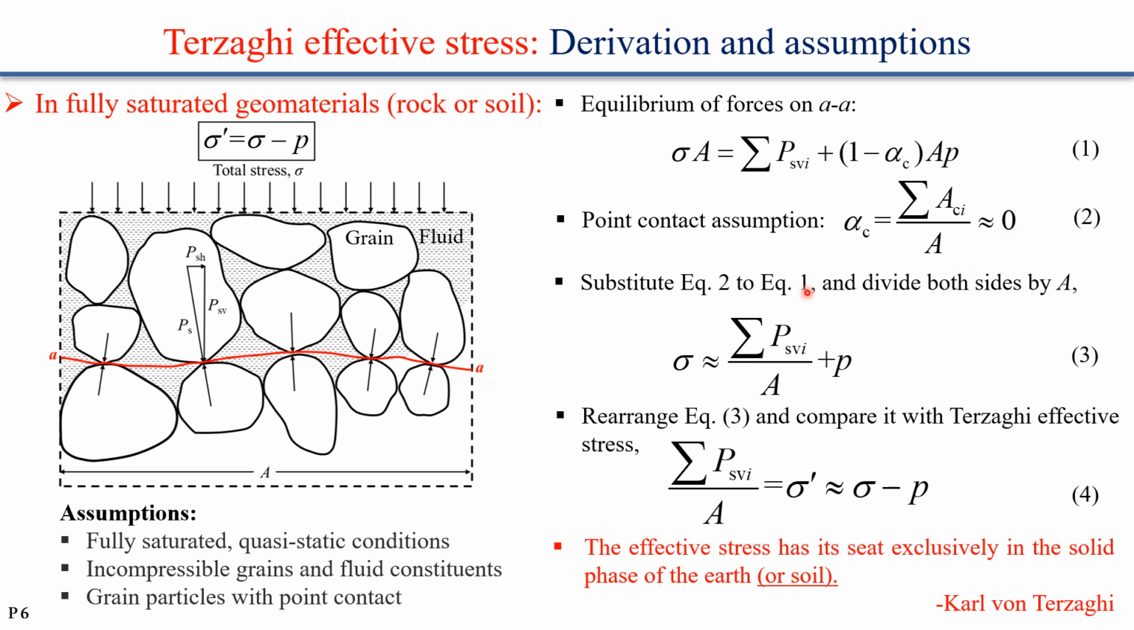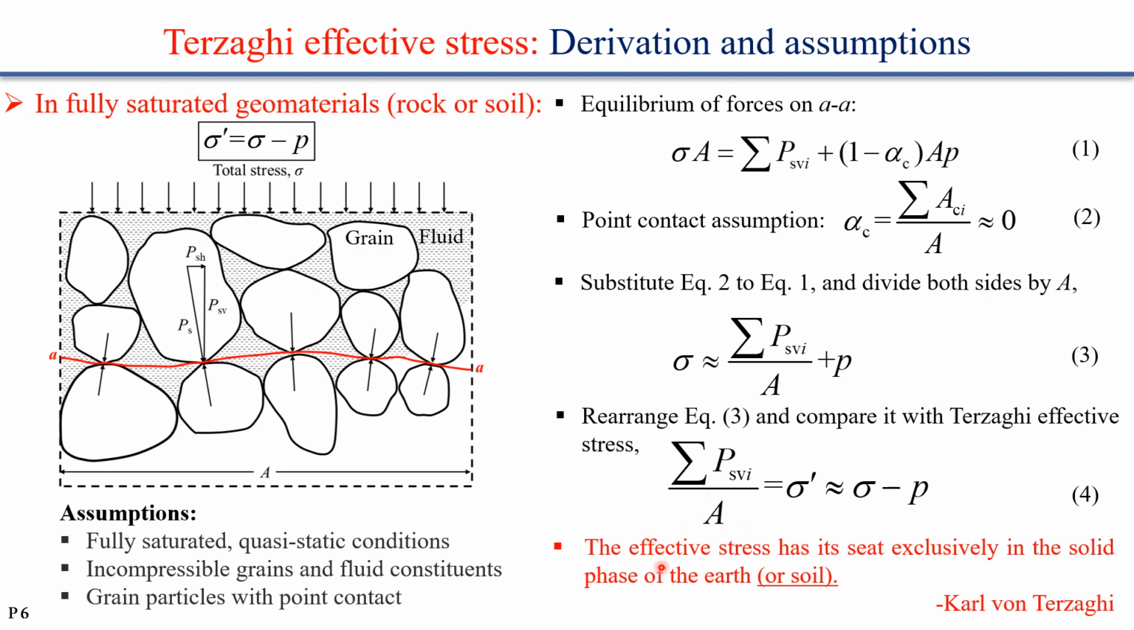Then we substitute equation 2 into 1 and divide both sides by A, we have equation 3. And we're going to rearrange equation 3 and compare it with Terzaghi effective stress as shown here. Then we have equation 4, that is, theoretically, Terzaghi effective stress is roughly the difference between total stress and the pore pressure, and is theoretically the ratio between the total contact force and the total area.